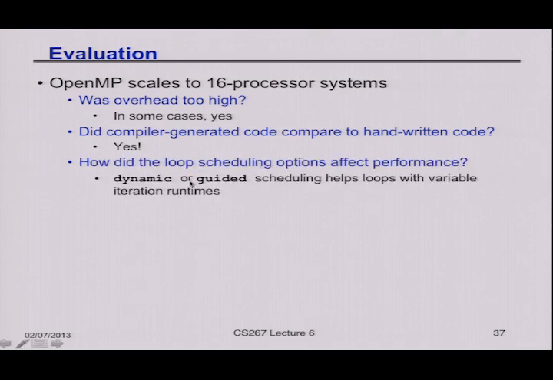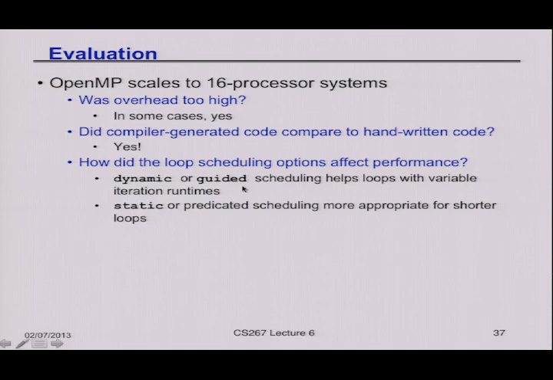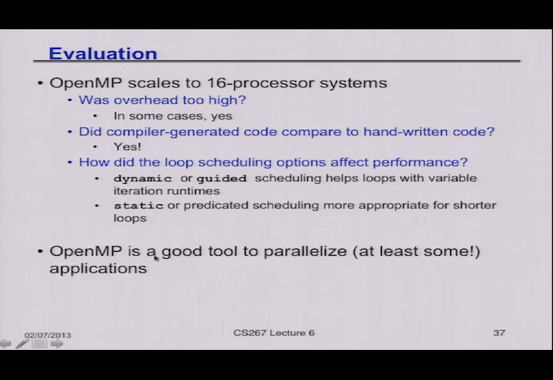So how did the loop scheduling affect performance? The dynamic scheduling helps when you have variable amounts of work assigned to each loop iteration, but that wasn't the case here. Every sub-chunk of work cost the same. Each row was as expensive as every other row. So here, static was just fine. So it's a good tool to parallelize at least some applications.